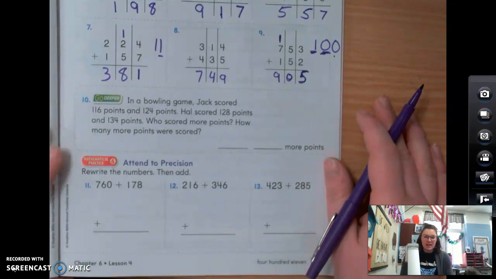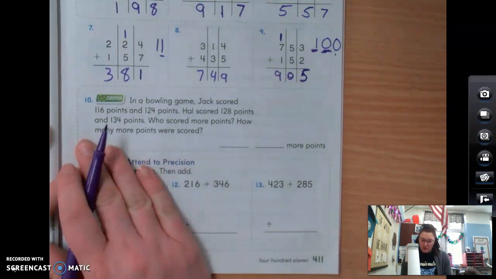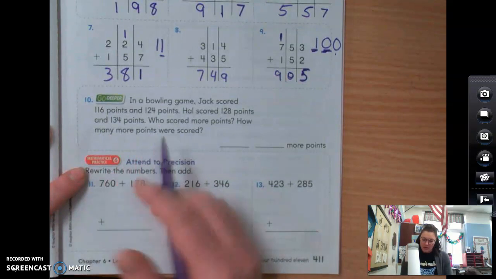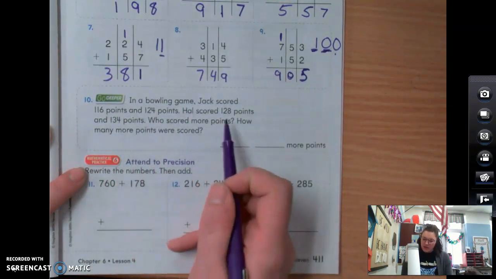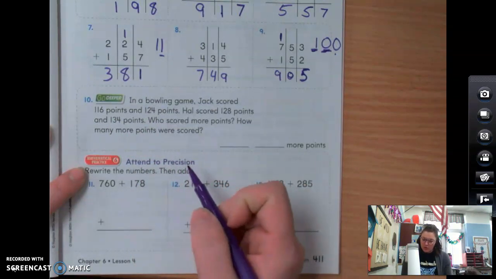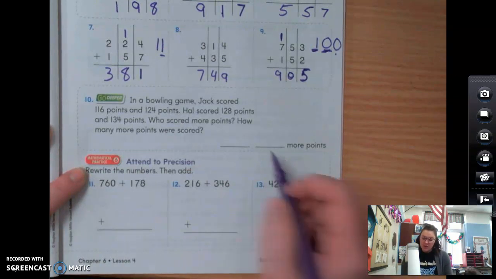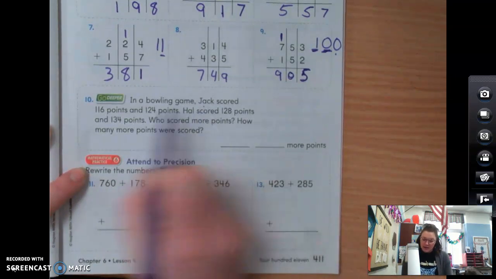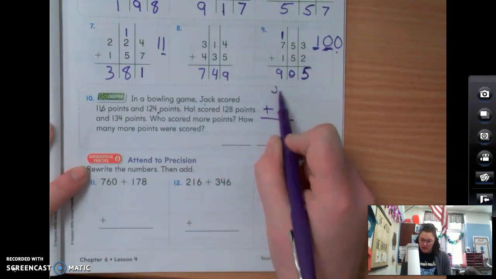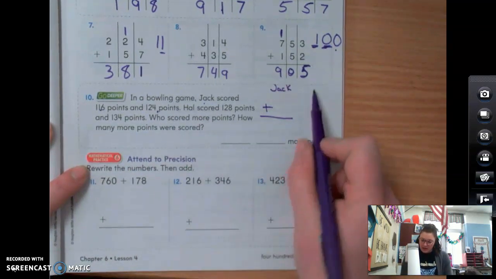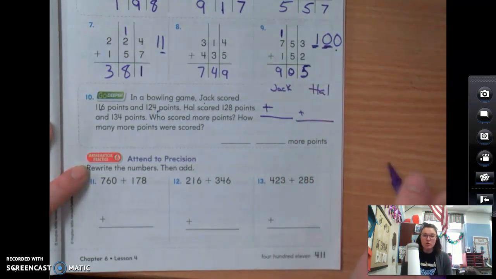And on this lesson today, there's some extra practice down here that I want you guys to do. So going over the word problem. In a bowling game, Jack scored 116 points and 124 points. Hal scored 128 points and 134 points. Who scored more points and how many more points, okay? So you have to figure out how many Jack scored. So you have to add up Jack's, okay? Then you have to figure out how many Hal scored, add up Hal's. Then you have to compare who scored more.